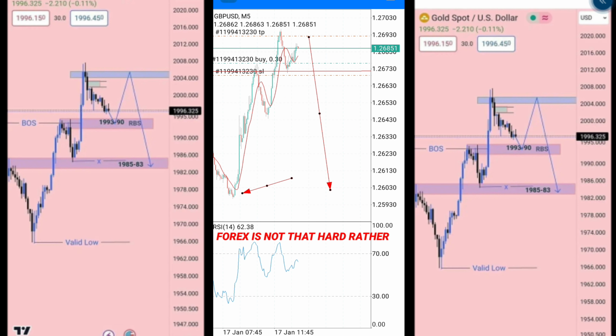Forex is not that easy. It depends on how you have invested your time to learn how price behaves on the trading chart.